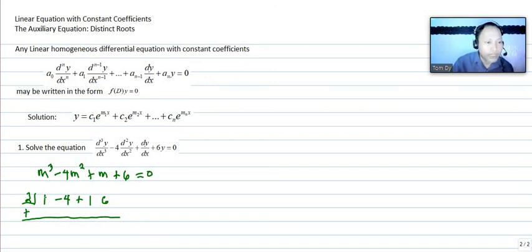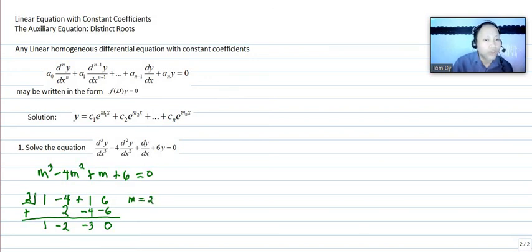Bring down 1. 1 times 2 is positive 2. Negative 4 plus 2 is negative 2. Then negative 2 times 2 is negative 4. Then 1 plus negative 4 is negative 3. Then negative 3 times 2 is negative 6. When you add this, that is equivalent to 0. Therefore, one of our roots here, m, is equivalent to 2.